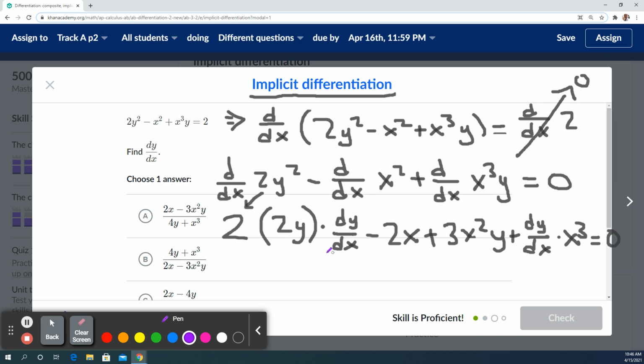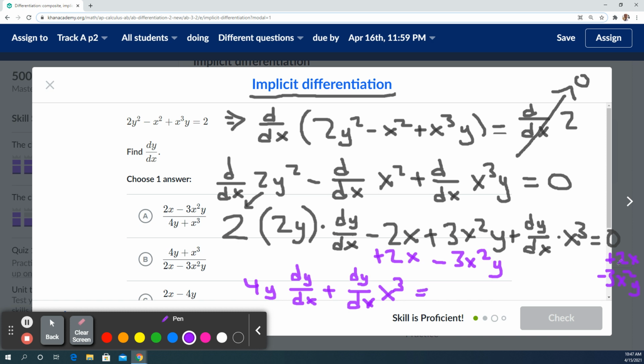So when I simplify here, I'm going to be adding 2x to both sides. And I am subtracting 3x squared y from both sides. All of that gives us, and I'll multiply this out, that's 4y, and then we have our dy/dx, plus, so all this middle stuff's gone, plus this last one, dy/dx, x cubed, equals, and then the things that don't have the dy/dx are left on the other side, and that would be a 2x minus 3x squared y.